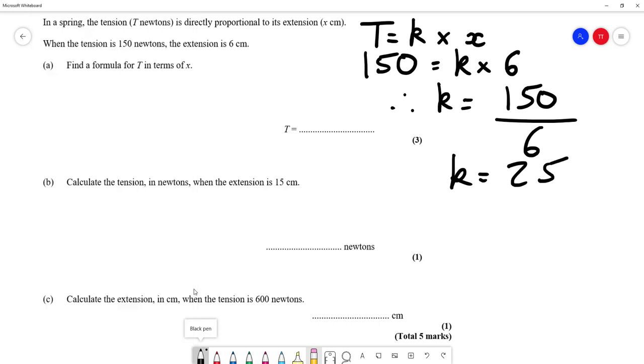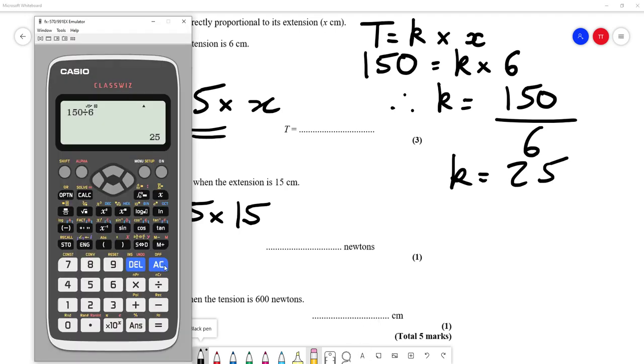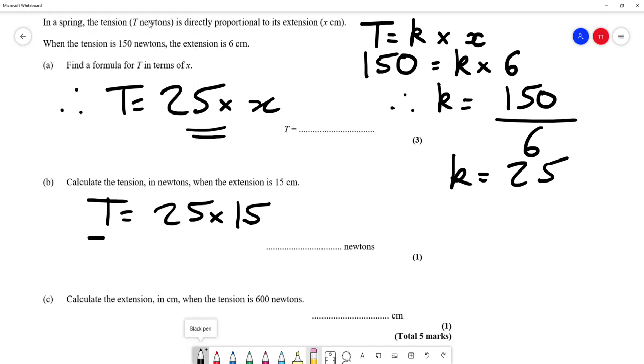So we can rewrite the formula. Therefore T equals, replacing K with 25, 25 times X is our formula. Then it says to calculate the tension when the extension is 15 centimeters. So we can say T equals 25 times 15. So we can work out the tension here. So we do 25 times 15, 375. So that'll be 375 newtons.